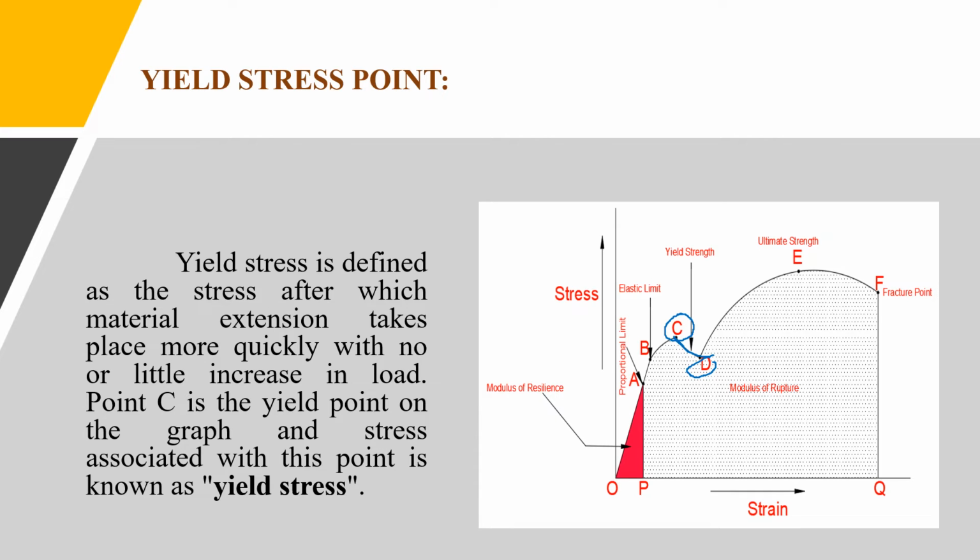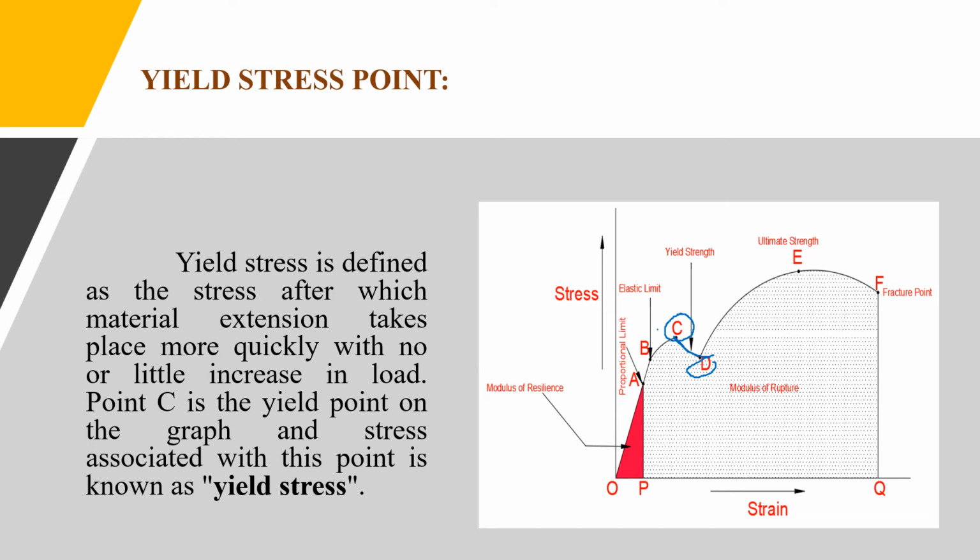So point C is the yield point on the graph, and at this point the stress is called yield stress. Yield point or yield stress is nothing but when a material is loaded beyond its elastic limit. At this portion it will not regain its original shape. There will always be some deformation. That portion is called the yield strength portion or yield limit. At that point, we have some stress. That stress is called yield stress.